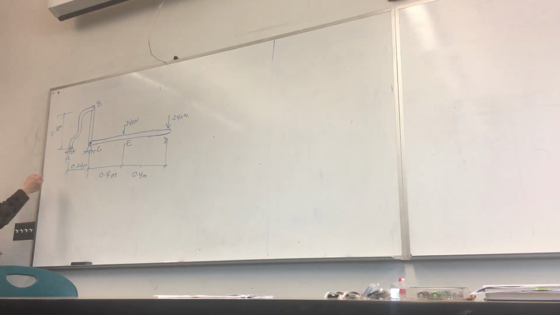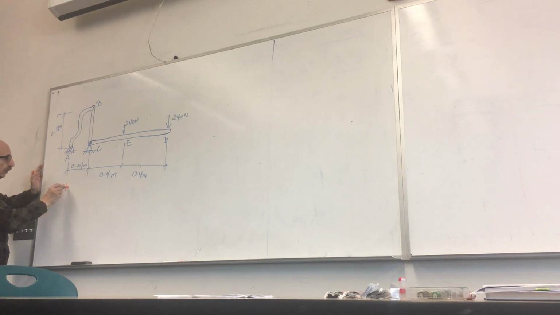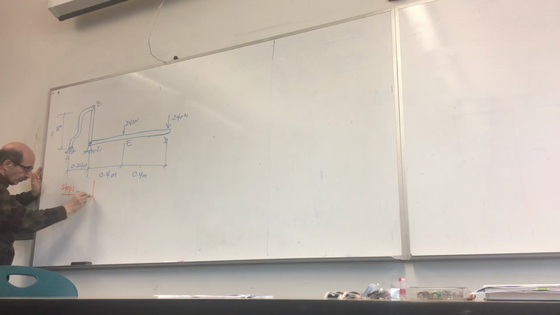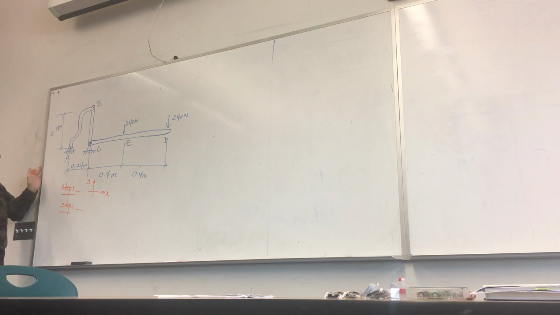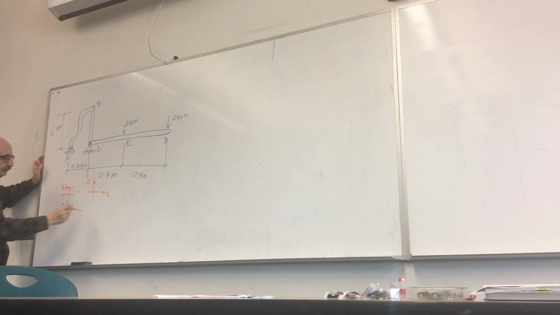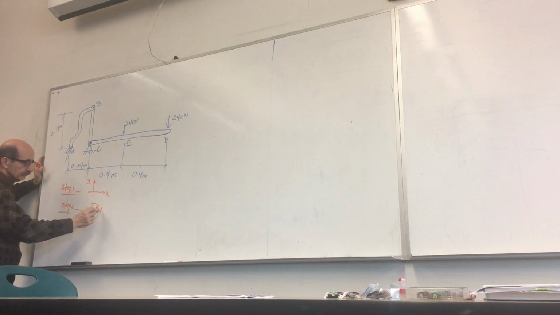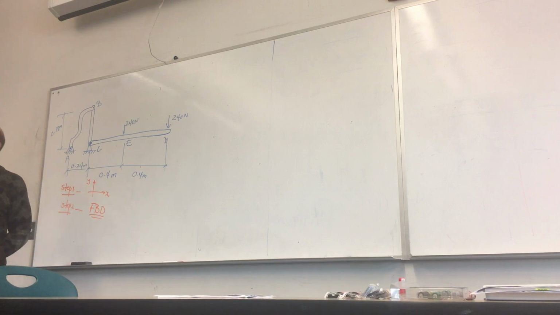We said, if you want to find all the unknown external reaction forces, step one is what? Draw X and Y coordinates. Step two is what? Remove all the supports, put back all the forces, known and unknown. Draw the free body diagram, okay? So that's what we're going to do.